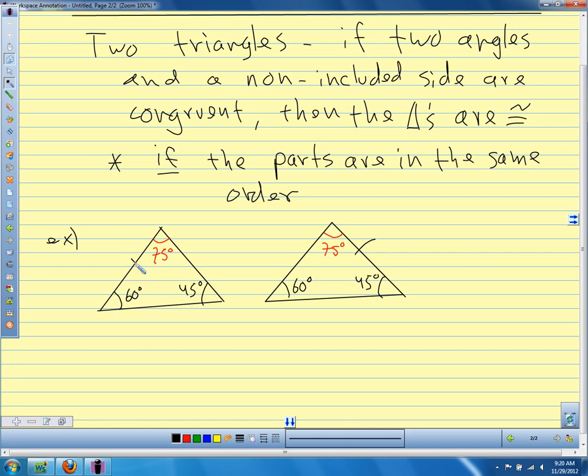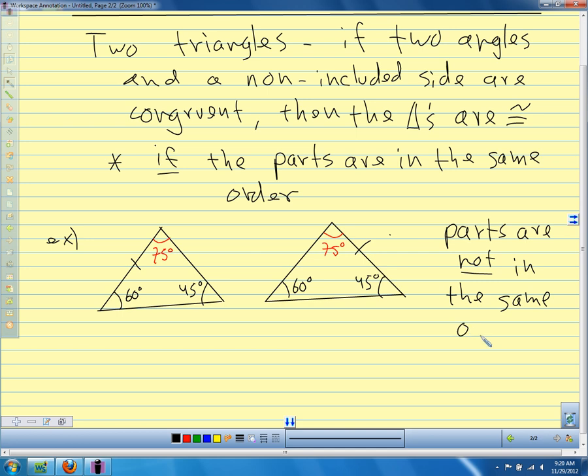On this triangle, the side is between the 60-degree angle and the 75-degree angle. On this triangle, it's between the 45-degree angle and the 75-degree angle. Does everything match up in the same order? No. This side would have to match up with this side in order for it to work. The congruent sides aren't in the same order, so we cannot use angle side. So we can't use angle side.